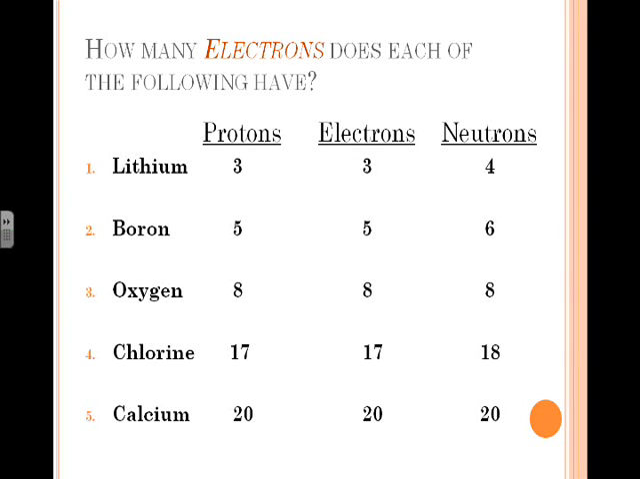Same thing with boron. Locate boron on your periodic table. The very top number is the atomic number, and that gives us protons and electrons. So we have 5 protons, 5 electrons. The bottom number gives us the protons plus the neutrons. So we say 11 minus 5, the bottom number minus the top number, which gives us 6 neutrons.